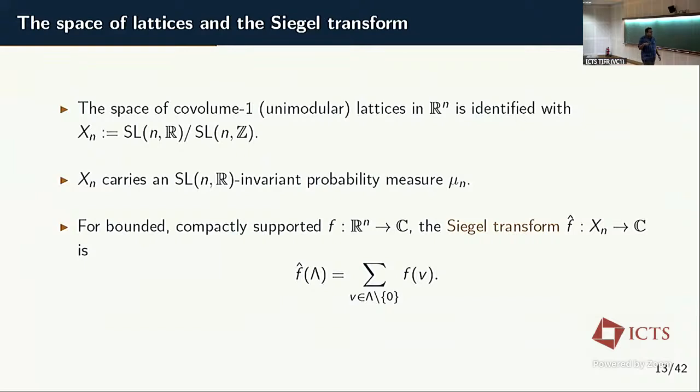And now we come to this very important object called the Siegel transform. So the Siegel transform is defined as follows. You take a bounded, compactly supported function on R^n and define the Siegel transform of a lattice. The Siegel transform is a function on the space SL(n,R) factor SL(n,Z) to just be the sum, you take all the vectors in the lattice, all non-zero vectors, plug them into this function. It's a sum. It's very reminiscent of an Eisenstein series, right?